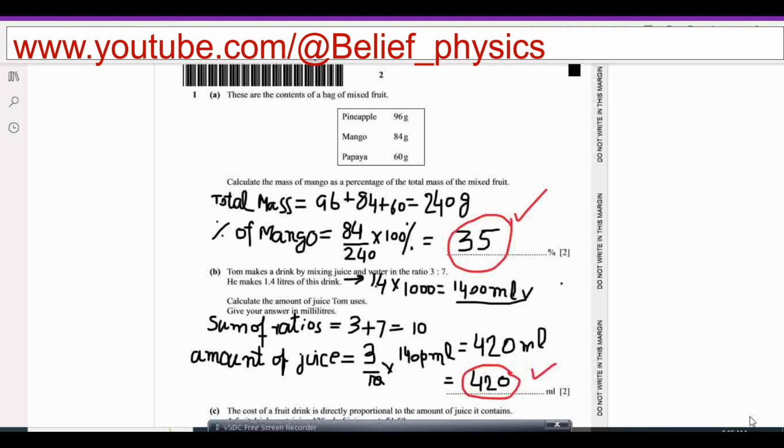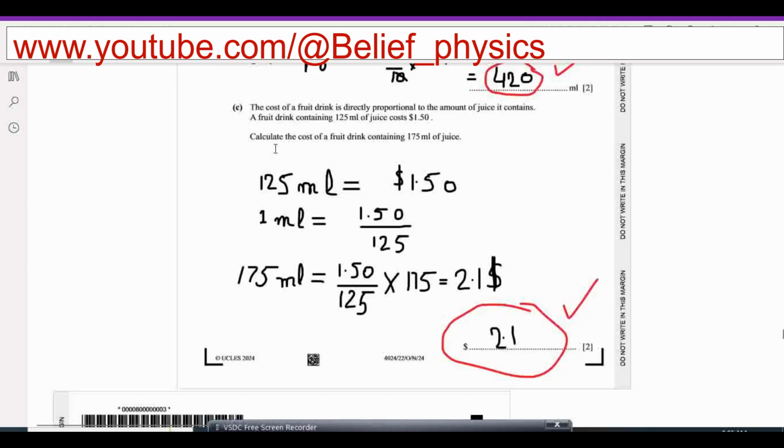Next is part C. The cost of a fruit drink is directly proportional to the amount of juice it contains. The ratio is 3 to 7, where 3 is for juice and 7 is water content. A fruit drink containing 125 milliliters of juice costs $1.5. Calculate the cost of a fruit drink containing 175 milliliters.